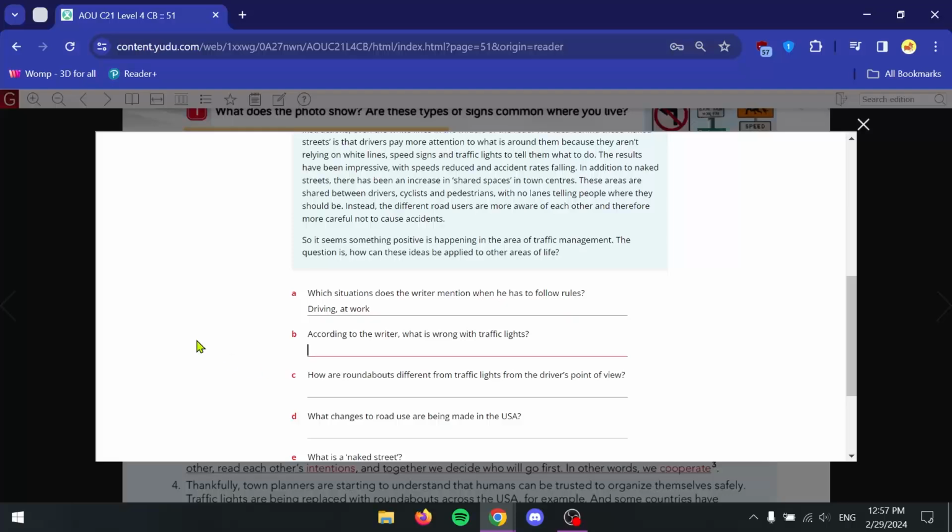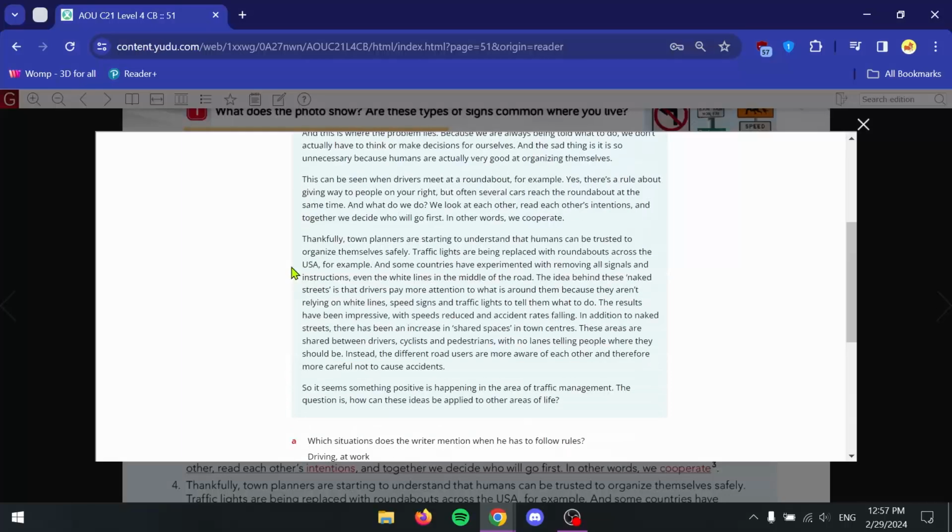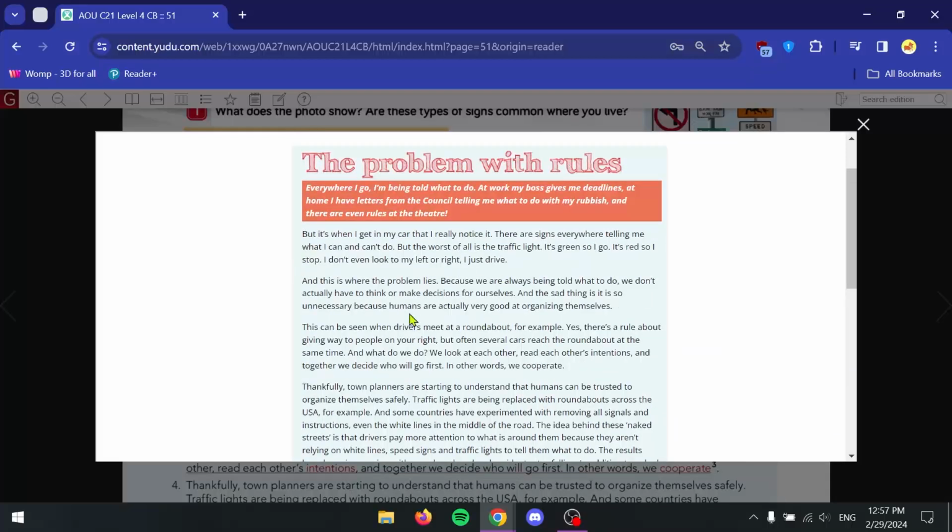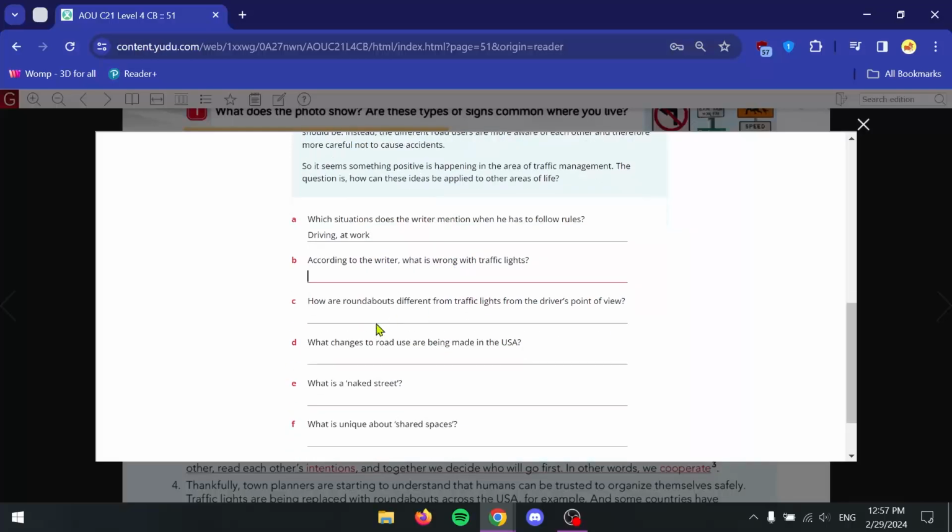B, according to the writer, what is wrong with traffic lights? Here, worst of all is the traffic light. It's green, so I go. It's red, so I stop. I don't even look to my left or right. I just drive. So according to the writer, that's apparently a bad thing. So we'll say just driving without having to look left or right. And put full stops here.